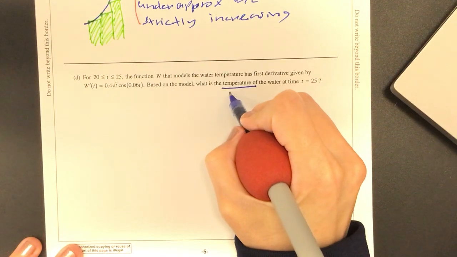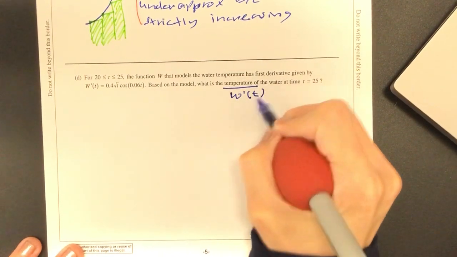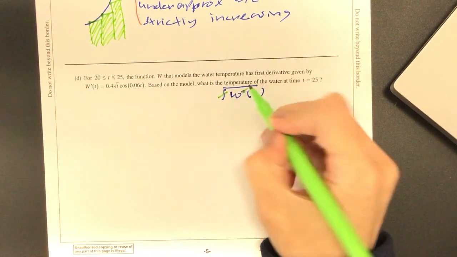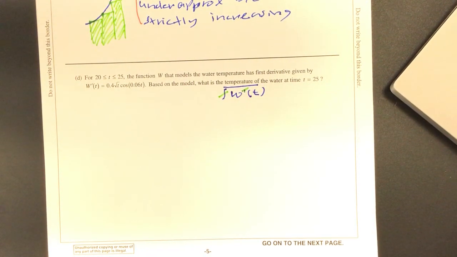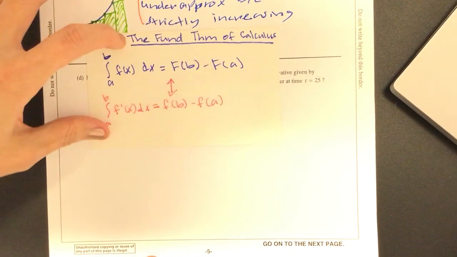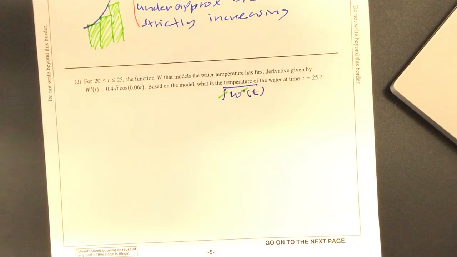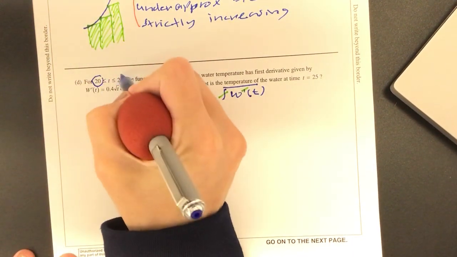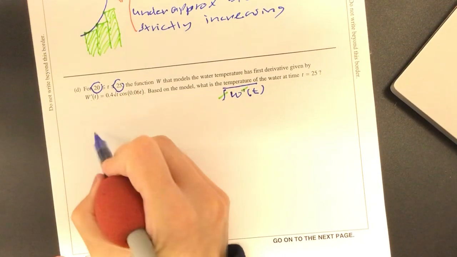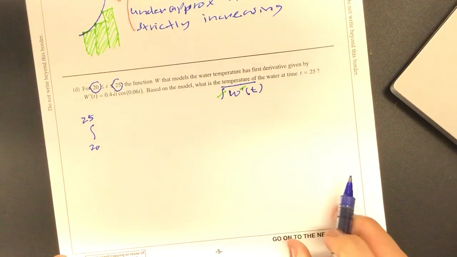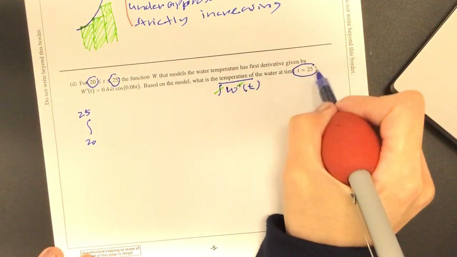So if I give you the rate, W prime, and I integrate it, would you all agree that those two cancel each other out and it does give me a temperature? Yeah, it is the actual function. So looking at flashcard number 6B, we're going to use the fundamental theorem of calculus one more time. So we have to go from 20 to 25 of this value. So we have the integral from 20 to 25. And we will be finding this value in the end.